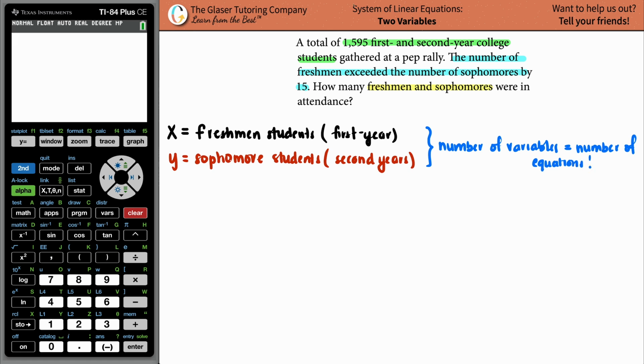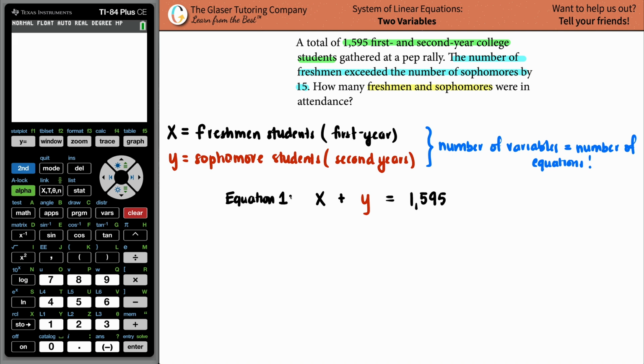Now let's go back to the first sentence. It said that there was a total of 1,595 collectively first and second year college students, which means that there's a total of 1,595 freshmen and sophomores. So I could write out my first formula by saying that X, all my freshman students, plus all my sophomore students, which is Y, collectively, if I add them all together, that should equal what total? Yeah, you guys got it, the 1,595. That's our first equation. But keep in mind, two variables, two equations. We have equation number 1.